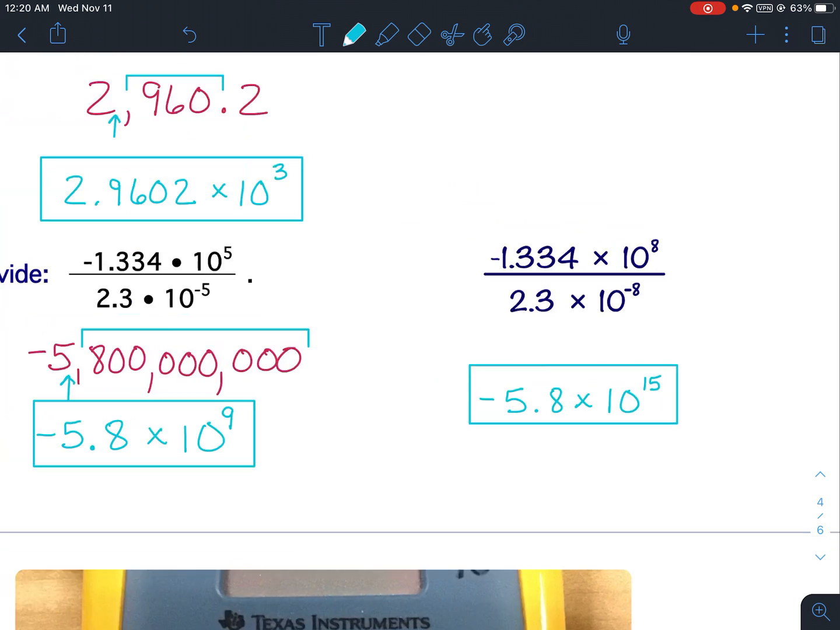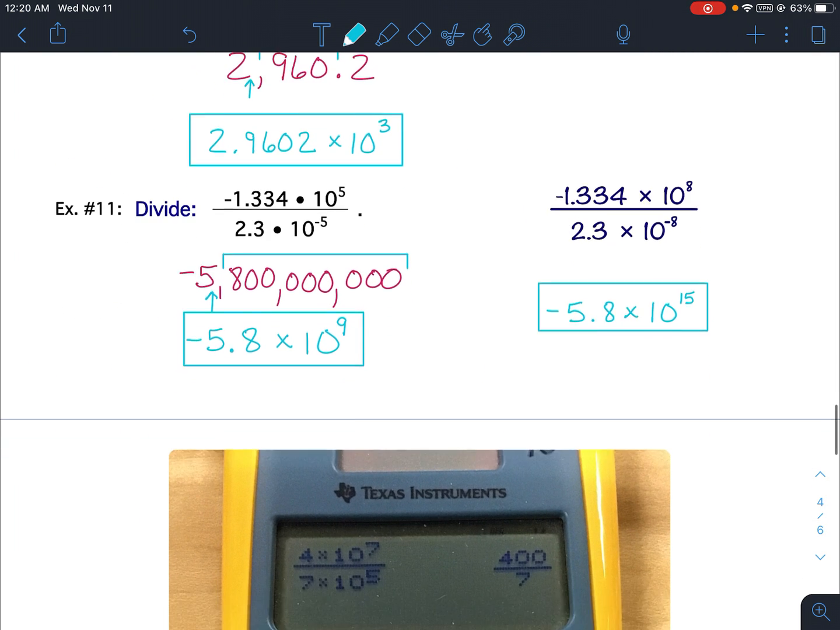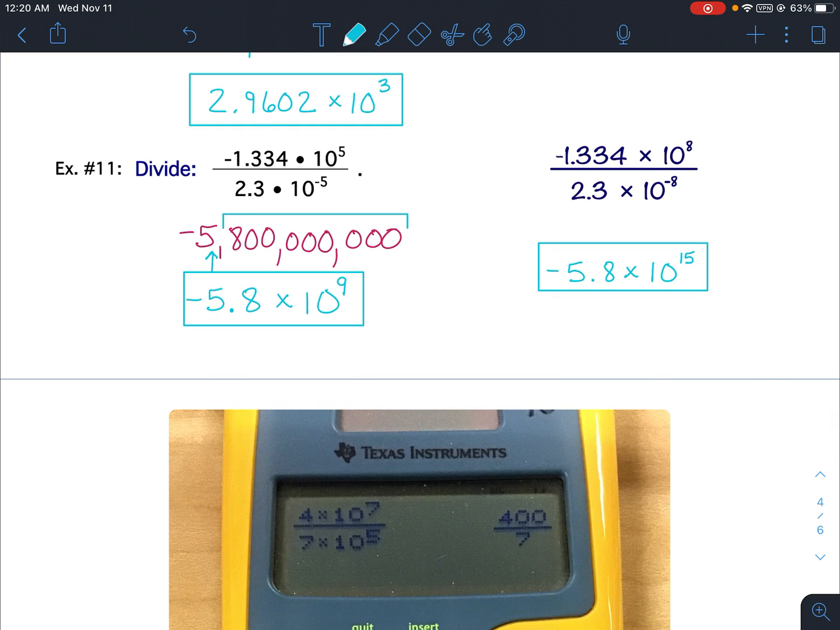All right, and that is it for number 11. That's actually it for scientific notation notes. If you have any questions on the notes at all, question number 11, please do not hesitate to ask. Just send me a message. Whatever you need to do, I would be happy to help.